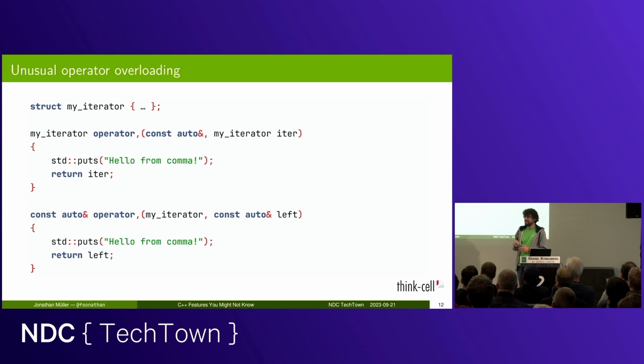Like the MSVC standard library is pretty robust against it. It casts everything to void to prevent calling user-defined comma operators, but you might be able to find some other generic code that doesn't do it. See what happens.